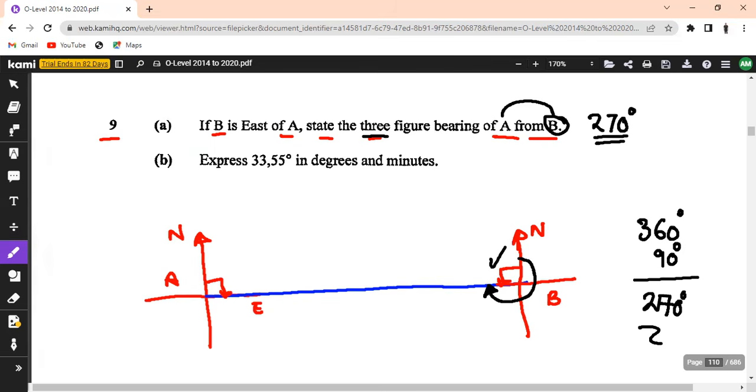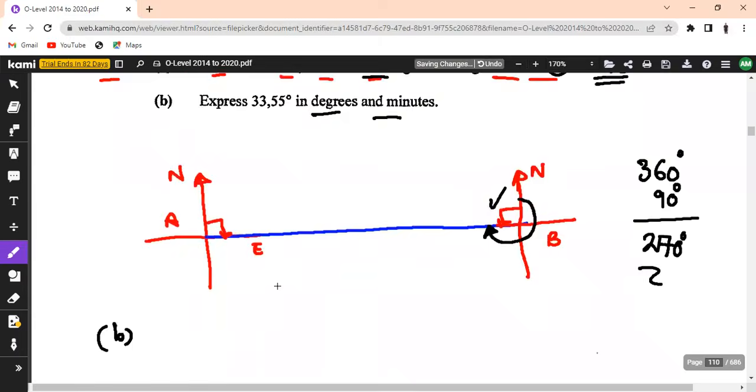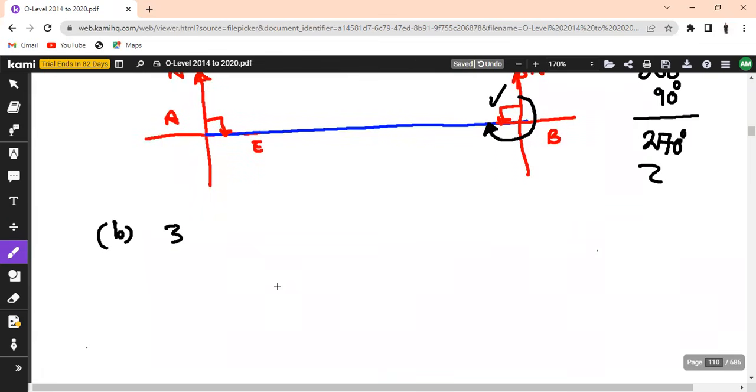All right, express 33,55 degrees in degrees and minutes. So this is in degrees and minutes. How do you convert, guys, to degrees and minutes? Remember, the idea is that whenever you are given degrees like this, 33,55 degrees, what you do is that this is a complete indication of the number of degrees, which means we've got 33 degrees. Then we are going to remain with the 0,55 degrees. So we are separating this. So it was 33 and 0,55 degrees.